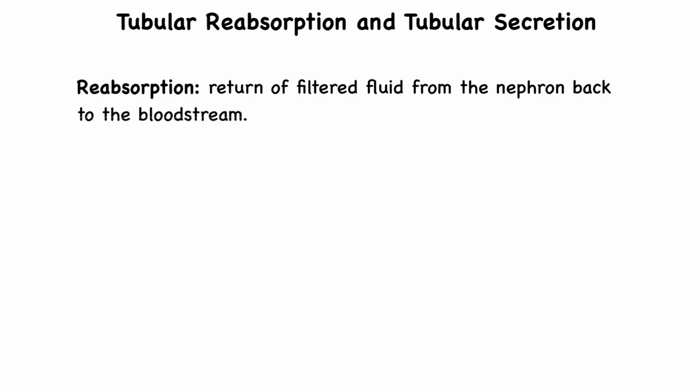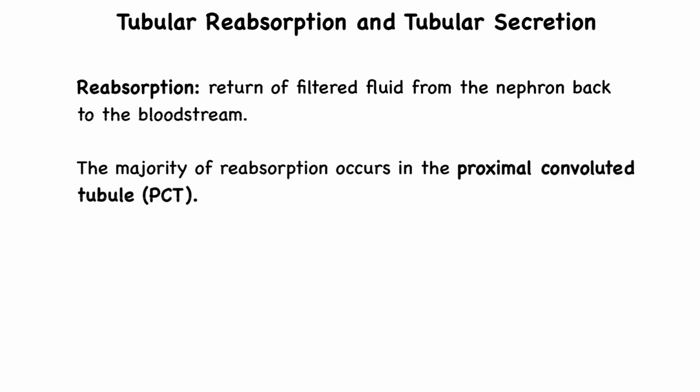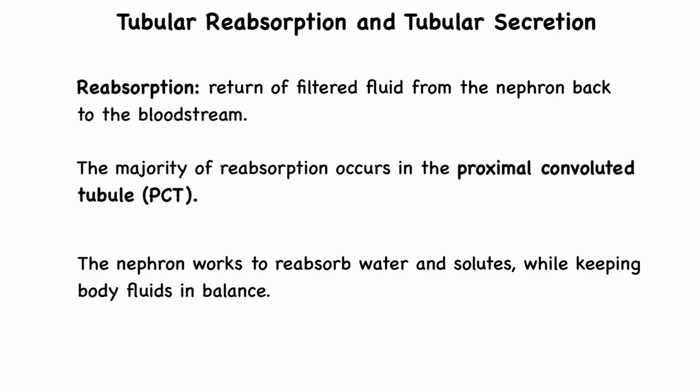Reabsorption is the return of the filtered fluid from the nephron back to the bloodstream. About 99% of the filtered water is reabsorbed, and the majority of that reabsorption occurs in the proximal convoluted tubule. After the filtrate moves through the proximal convoluted tubule, the cells along the rest of the nephron adjust reabsorption to keep water and key ions in balance, ensuring that the body maintains homeostasis.